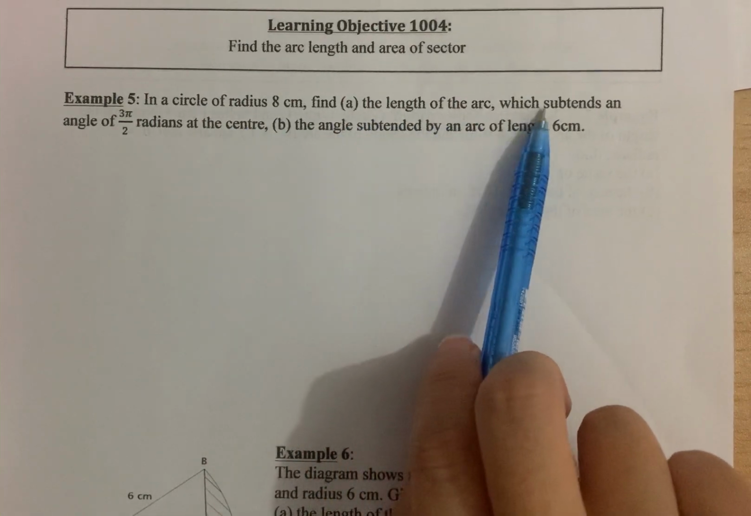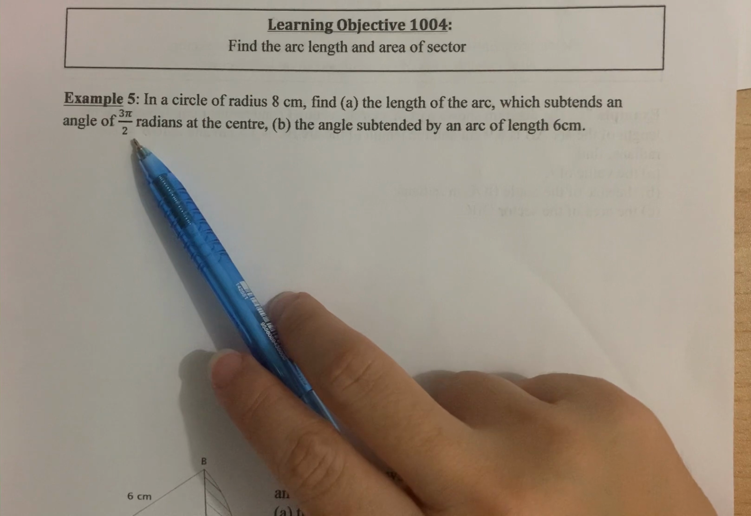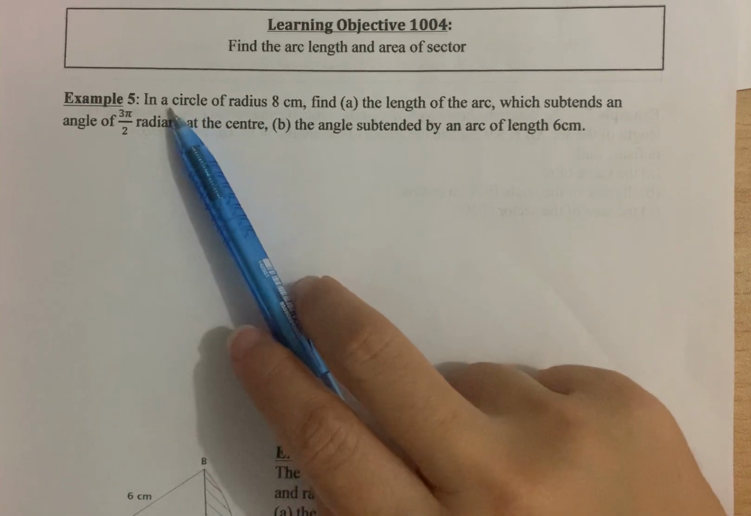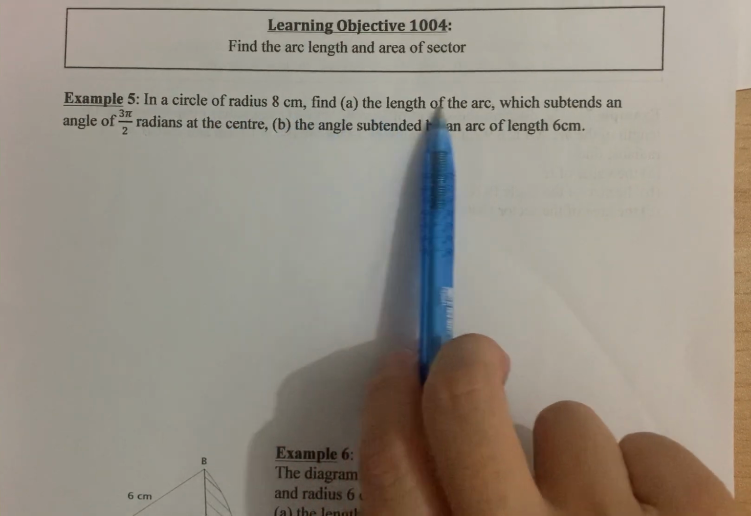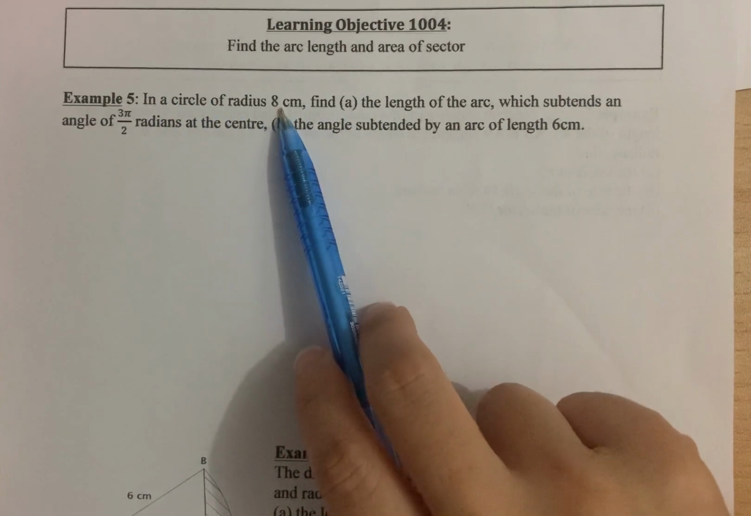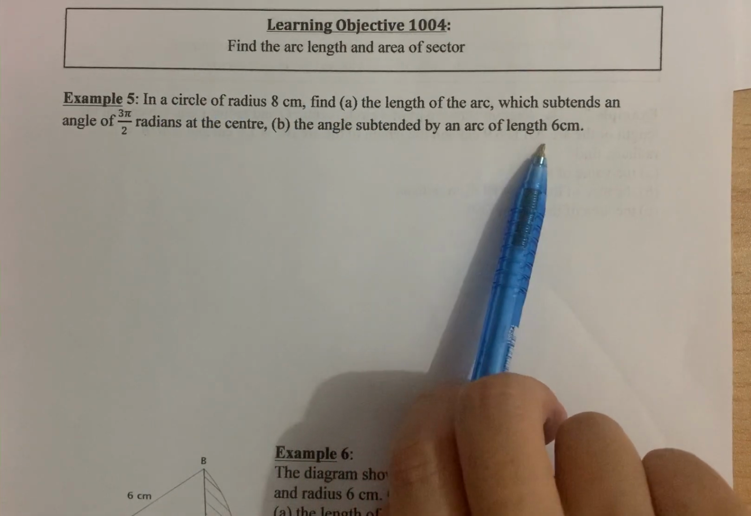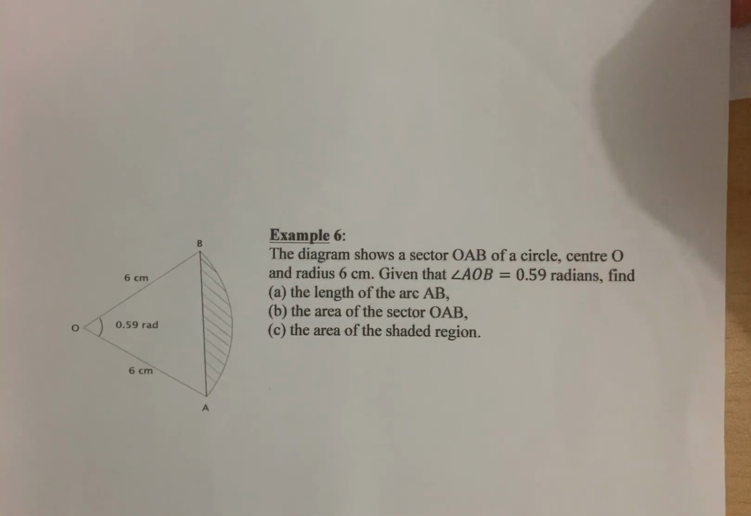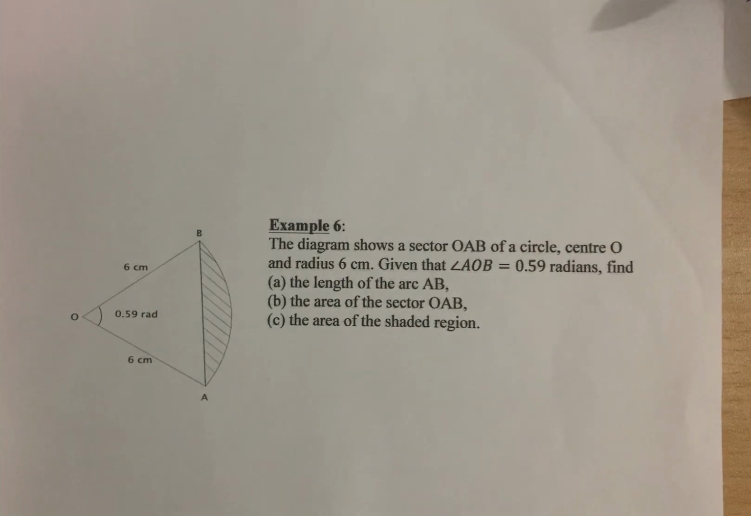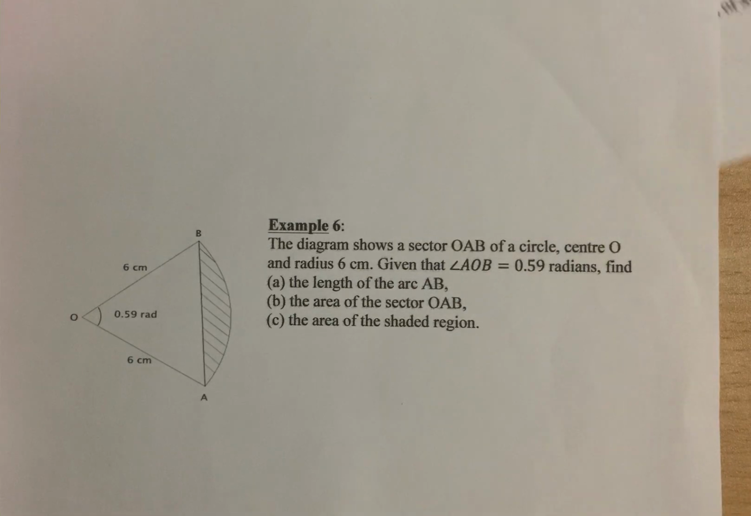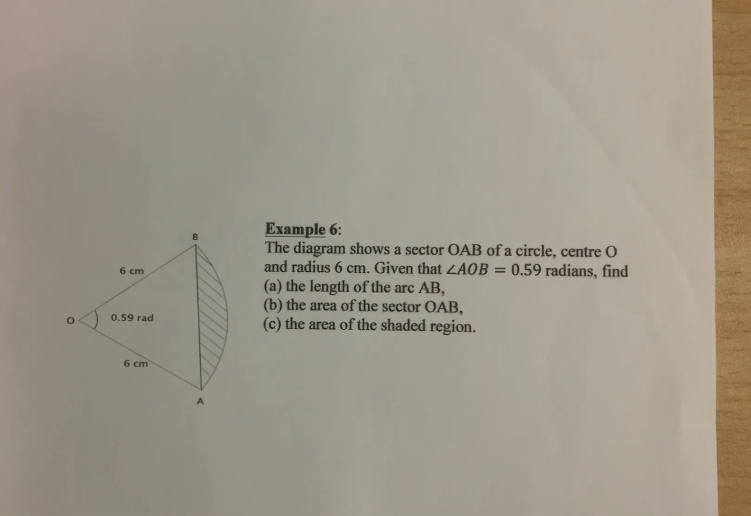Find the arc length which subtends an angle theta of 3 pi over 2 at the center, and the radius is 8. So find the arc length. And then for part A, they say if the radius is 8, find the angle subtended by an arc, where the arc length is 6 centimeters. So you try to find it. I also want you to do example 6. If you understand what I have explained in this page, you should be able to do these two questions. Okay, that's it for today's lesson.